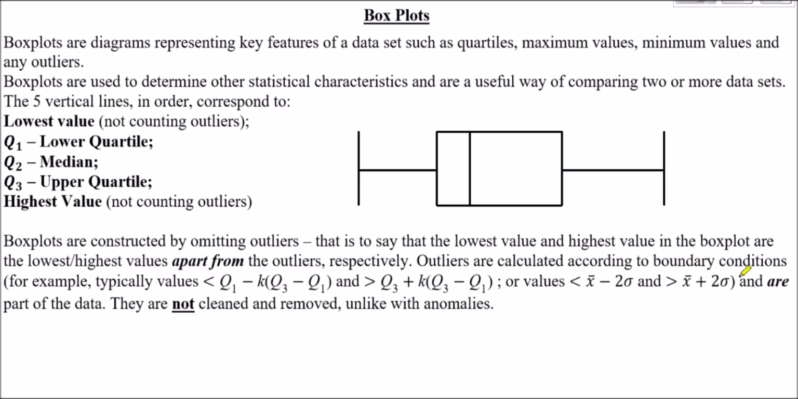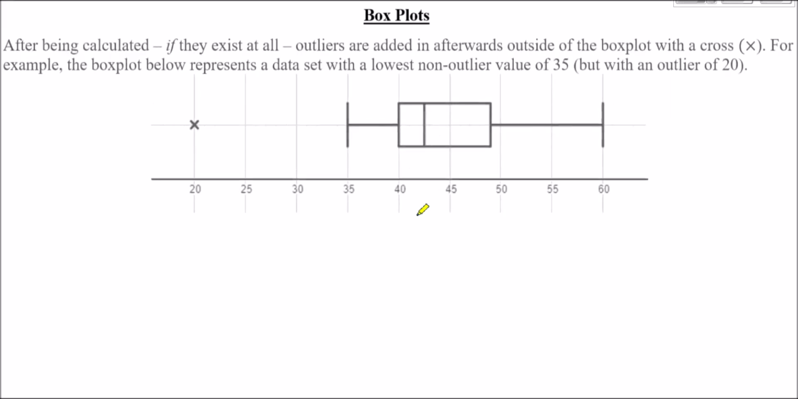So the outliers are still part of the data. They're not cleaned and removed, unlike with anomalies. So if outliers aren't removed, but they're not here, then how are they included in a box plot? Well, after being calculated, if any outliers exist at all, sometimes there won't be any, outliers are added in afterwards outside the box plot with a cross. So the crosses, for example this one here, denote an outlier.